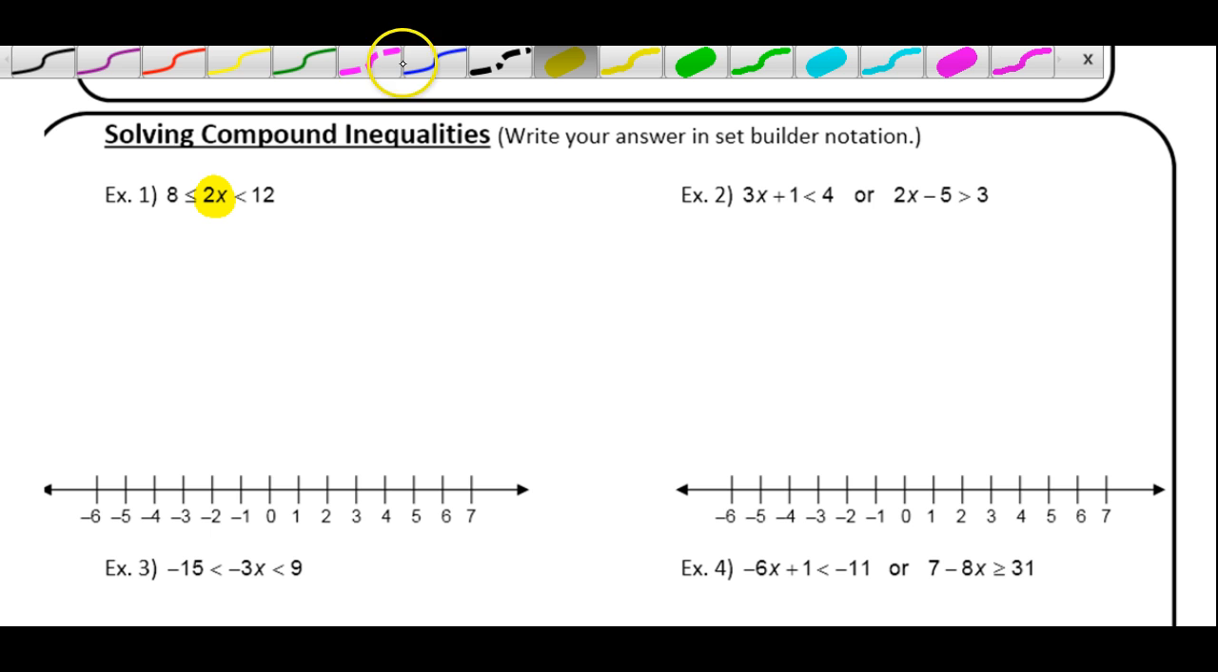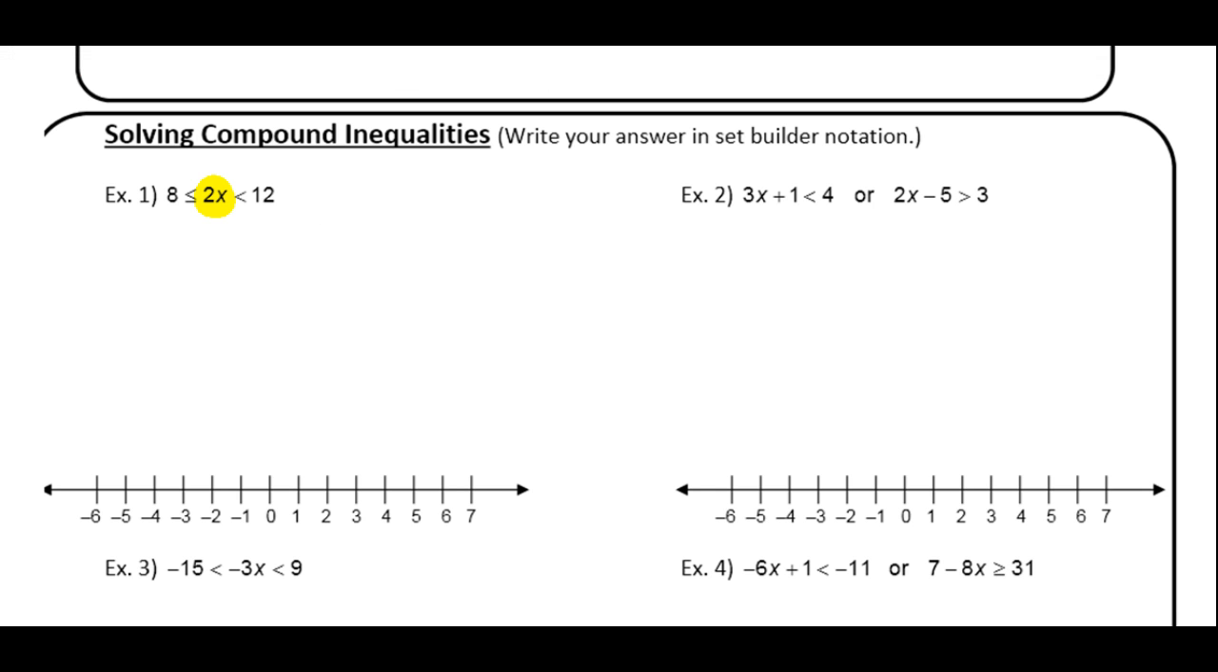Our goal is still to get the variable by itself. The middle is 2x, that means 2 times x. To get the variable by itself, the opposite would be to divide by 2. Now I've got to divide all the other sides by 2. I'm going to divide the side with 12 by 2, and I'm going to divide the other side by 2. It's still doing everything to keep it balanced, but now there's three parts. The 2's are gone in the middle. Now 8 divided by 2 is 4.